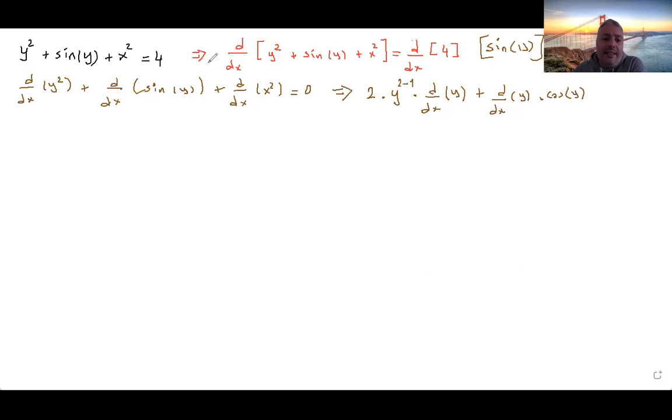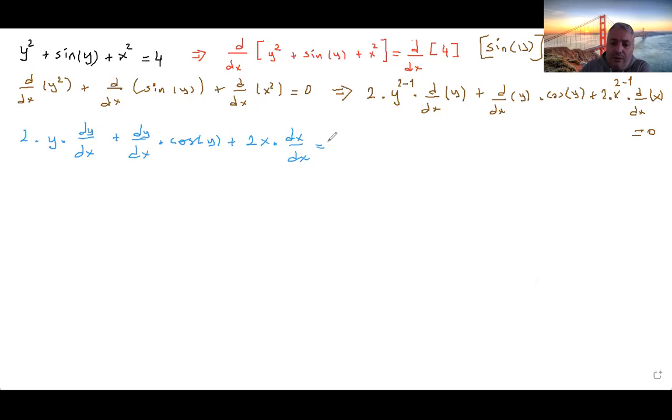Now, the derivative of x squared is 2 times x to the power of 2 minus 1 times dx/dx, since the variable is x equals 0. And then it's clear that 2 times y times dy/dx, and then dy/dx times cosine of y, and then 2x times dx/dx equals 0.